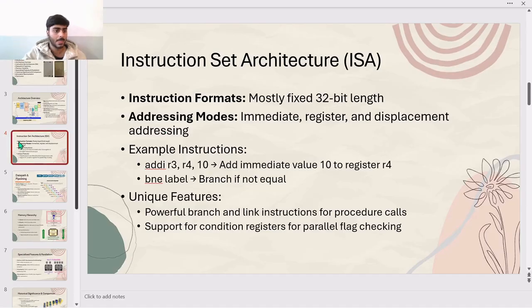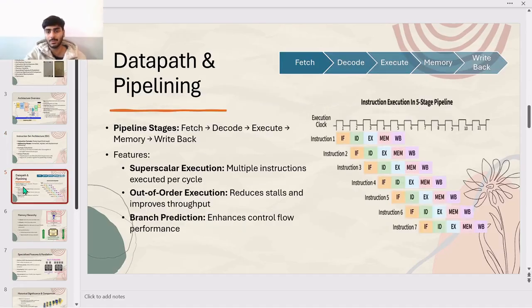performance. If we talk about data path and pipelining, the Power architecture uses a 5-stage pipeline: fetch, decode, execute, memory, and write back. It supports superscalar and out-of-order execution, which allows multiple instructions to run at once without waiting for the others to finish. With branch prediction, it avoids pipeline delays and keeps the CPU running efficiently.